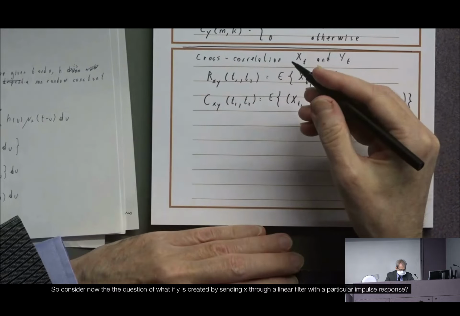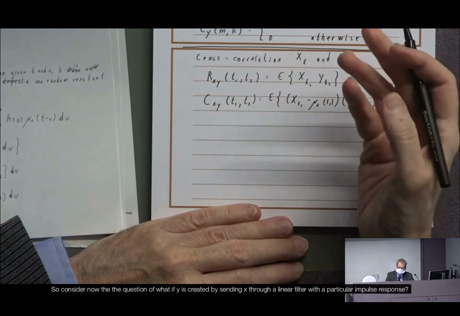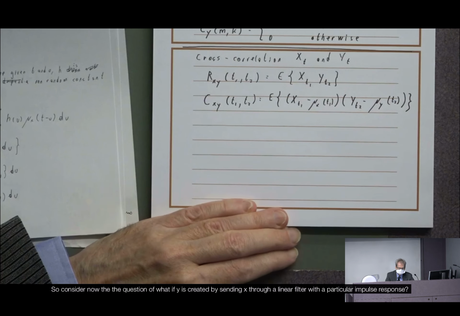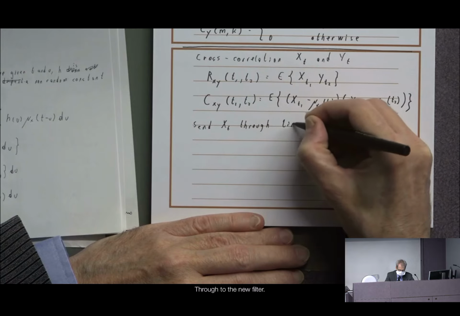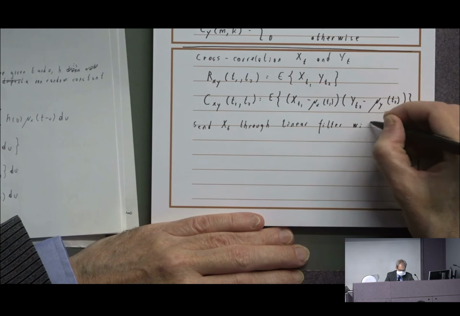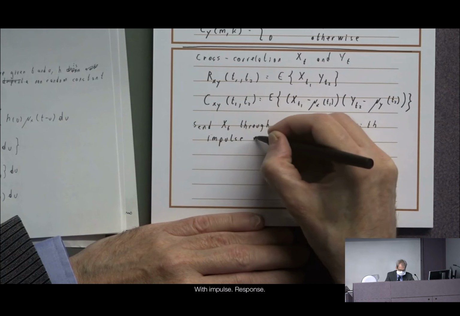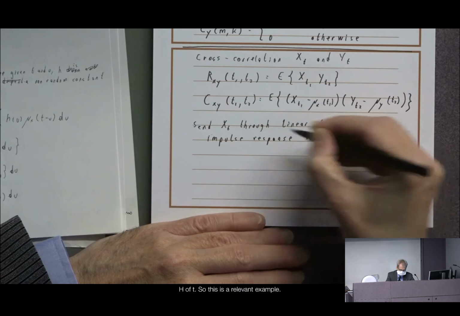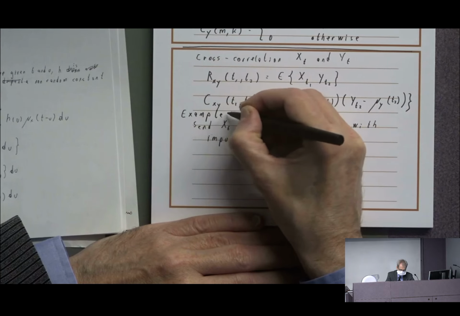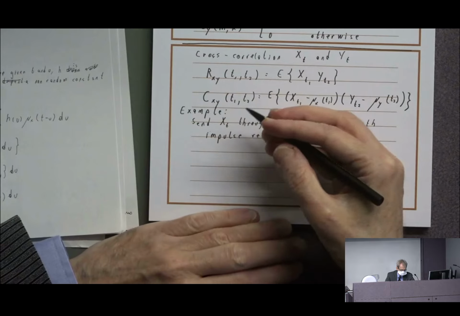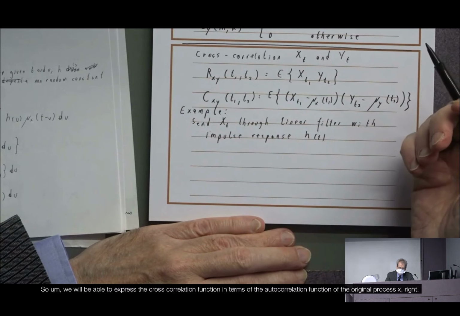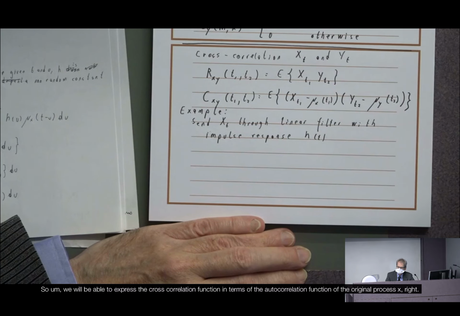So consider now the question of what if y is created by sending x through a linear filter with a particular impulse response. We're saying send x(t) through a linear filter with impulse response h(t). This is a relevant example, and it occurs very often in practice, doesn't matter whether it's communications or control problems. We will be able to express the cross correlation function in terms of the autocorrelation function of the original process x and some characteristics of the filter itself.